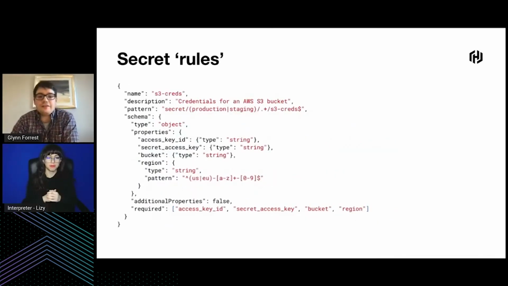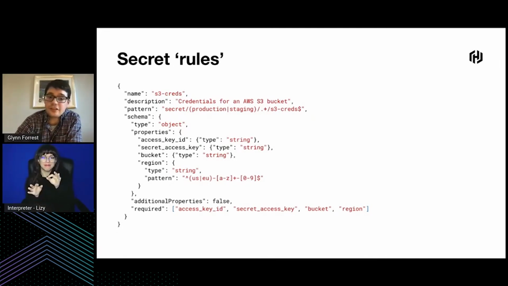So here's a format that I came up with to describe these secret rules. It's basically a JSON schema with some additional information, with a name and a description, as well as a pattern, a regular expression that matches the path that the secret has in the key value engine. So this is the example for an AWS credential.